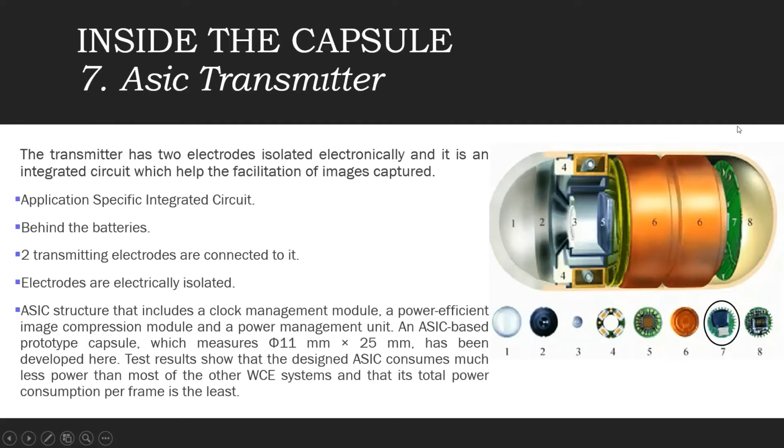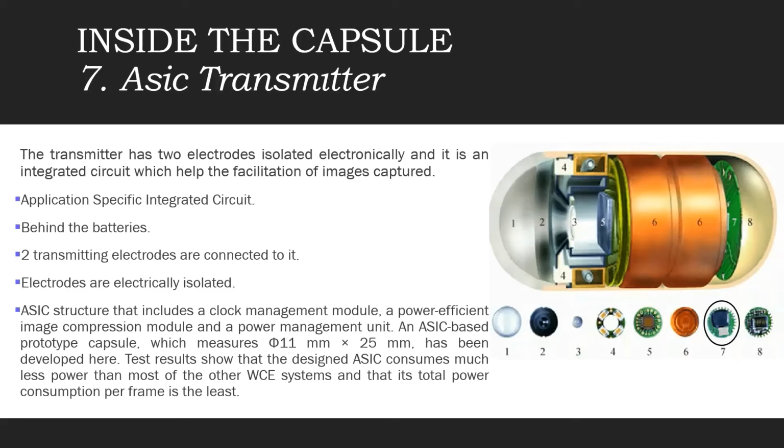ASIC transmitter. The transmitter has two electrodes isolated electronically and is an integrated circuit which helps the facilitation of image capture. The transmitter is an application specific integrated circuit. The transmitter is behind the batteries. Two transmitting electrodes are connected to it. Electrodes are electrically isolated.